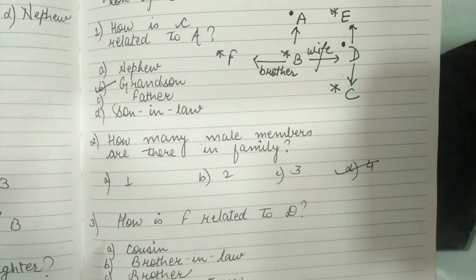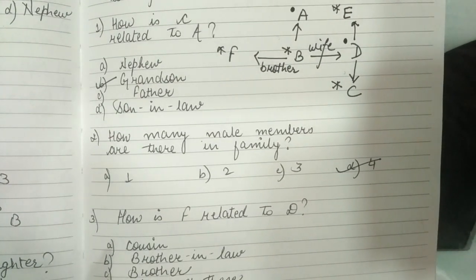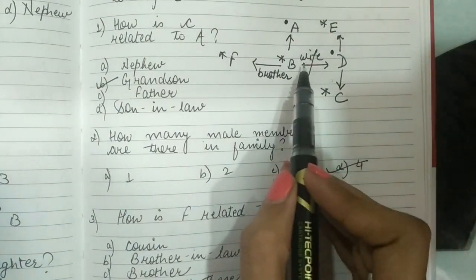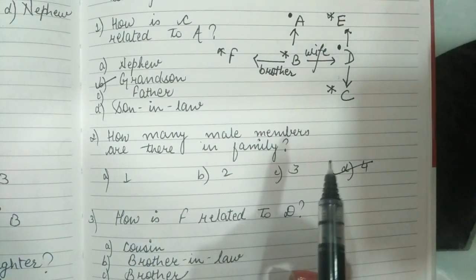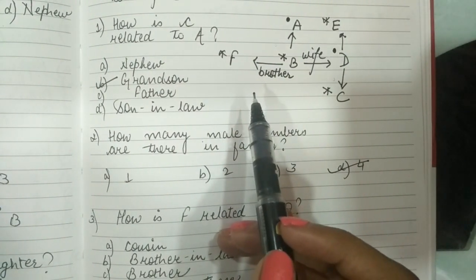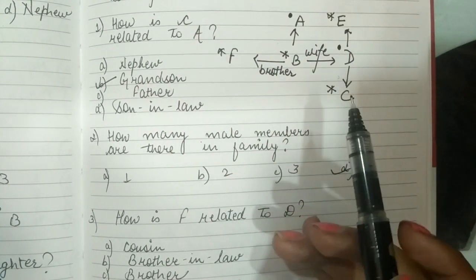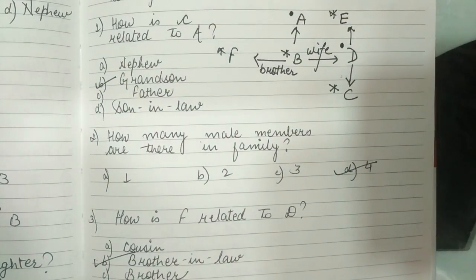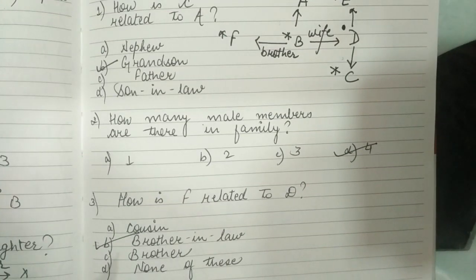Next it is asked, how is F related to D? F is D's husband's brother. So F is clearly brother-in-law of D. Option B is our correct answer.